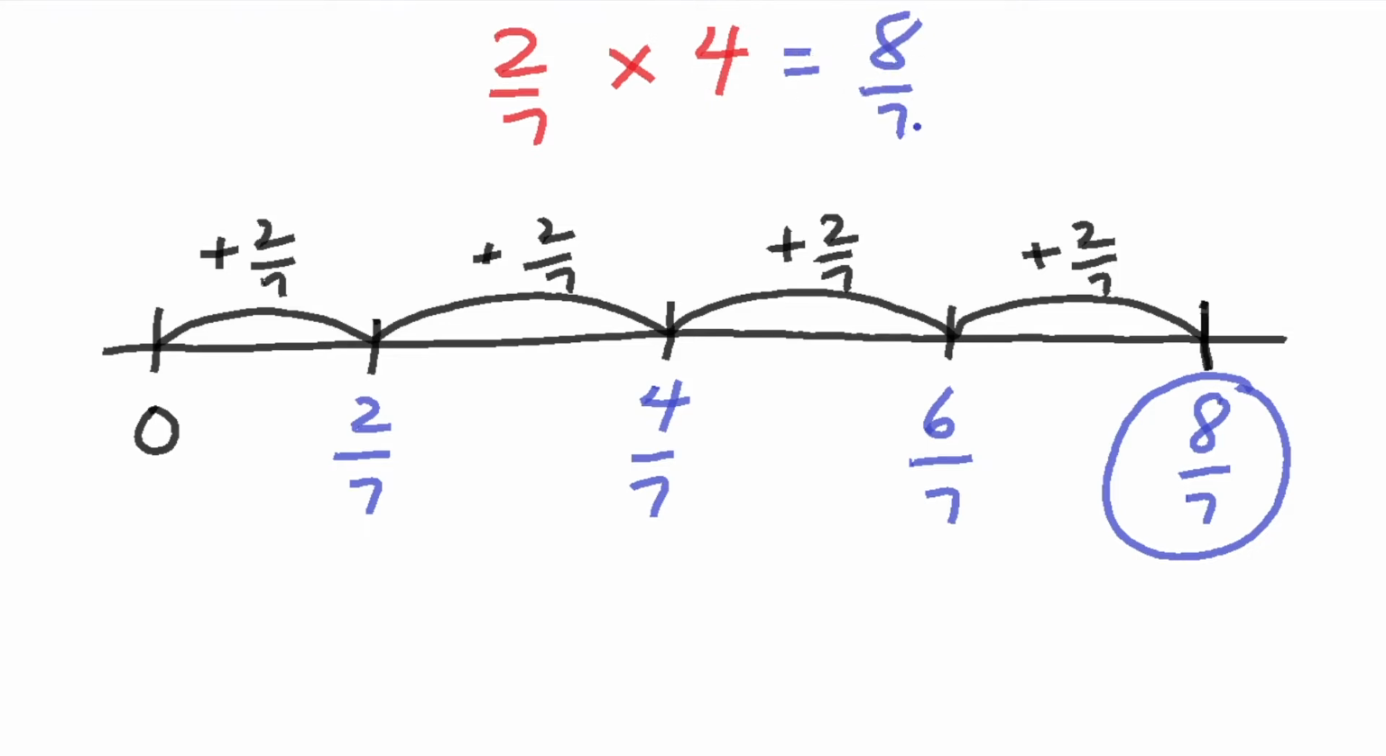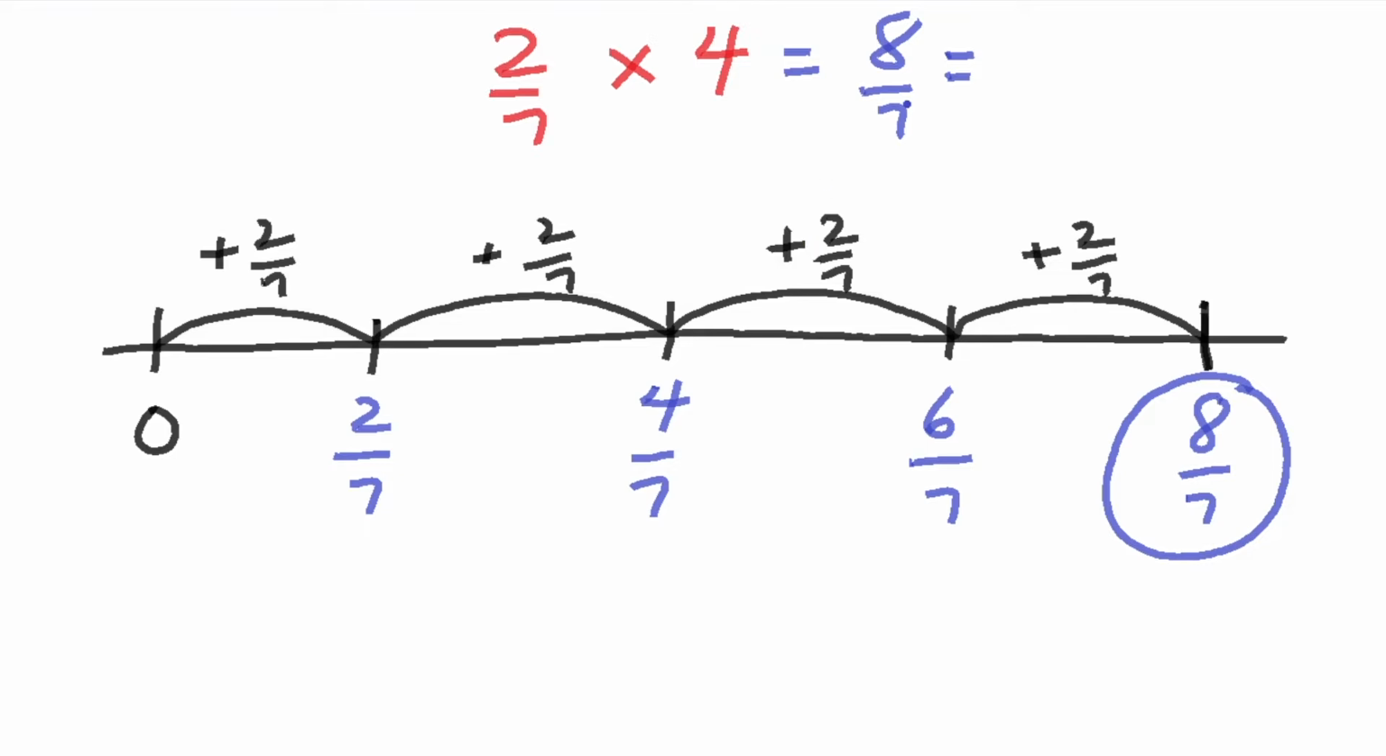But wait a minute. Do you notice something about this number? That's right. It is a fraction that is bigger than 1, sometimes called an improper fraction. And what we can do with fractions that are bigger than 1, we can convert those into a mixed number.